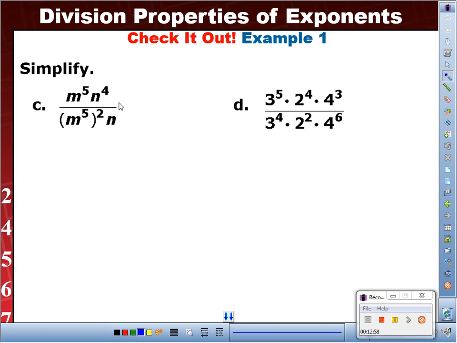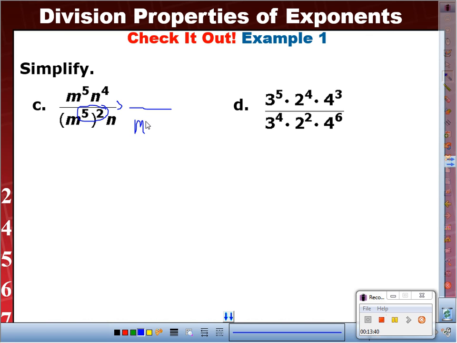So check this out. Let's simplify this one. Let's start in the denominator. What do we do here? Yes? Multiply. So that becomes what? M to the 10. And I bring over the n, and what is the exponent of the n? 1. Okay, so we're done with here, and now we bring these over. M to the 5th, n to the 4th. So, same bases, m and m. What do we get? M to the negative 5, because we subtract, right? 5 minus 10. How about the n? What do we get? N to the 3rd.